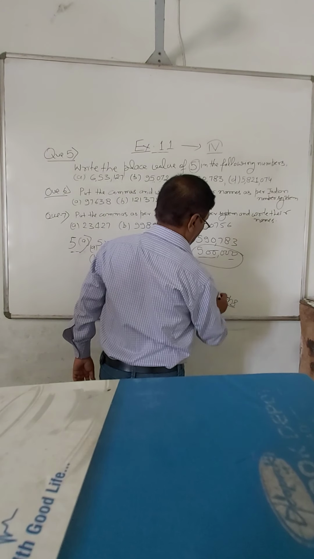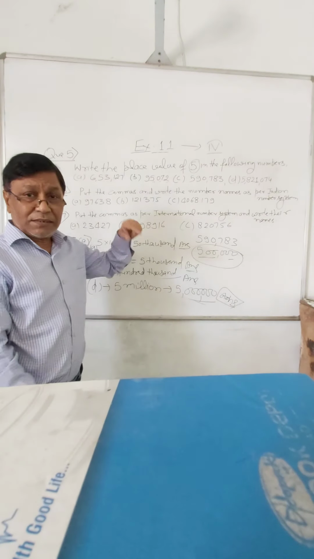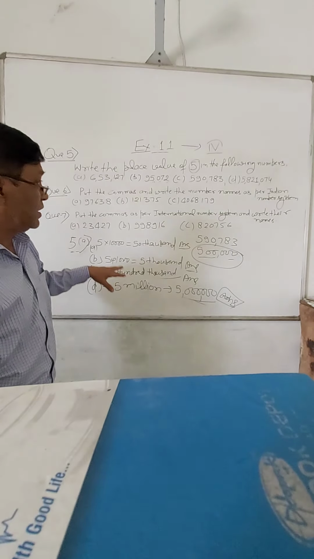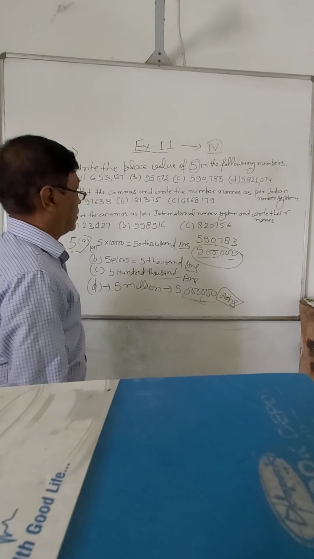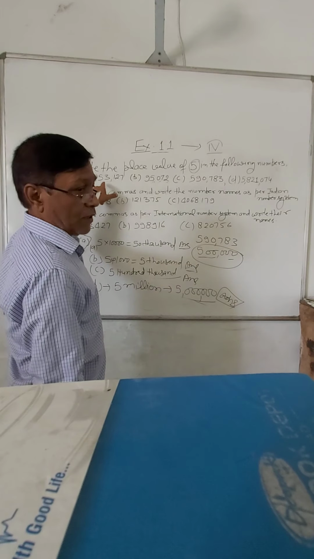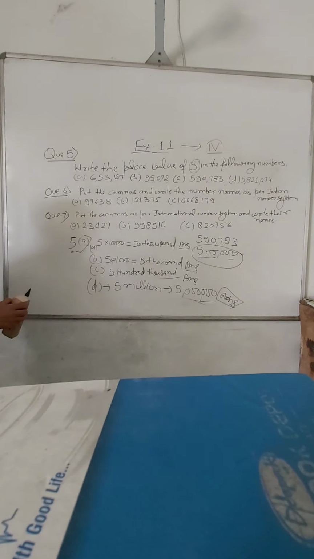So if any place value you have to find out, first decide in which system it is written. After that, according to their place value, you just read and write the answer. So this way you can solve question number 5. Clear? Now again we will see question number 6.